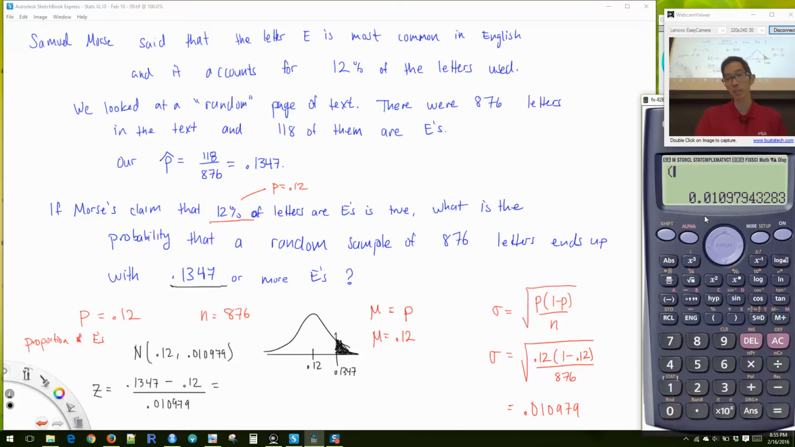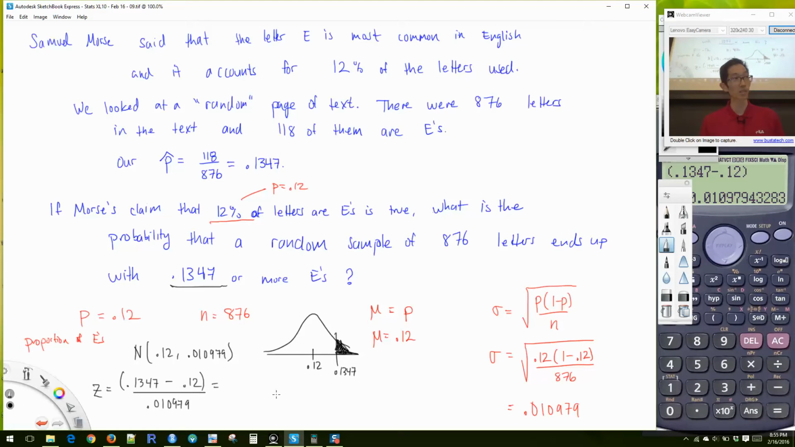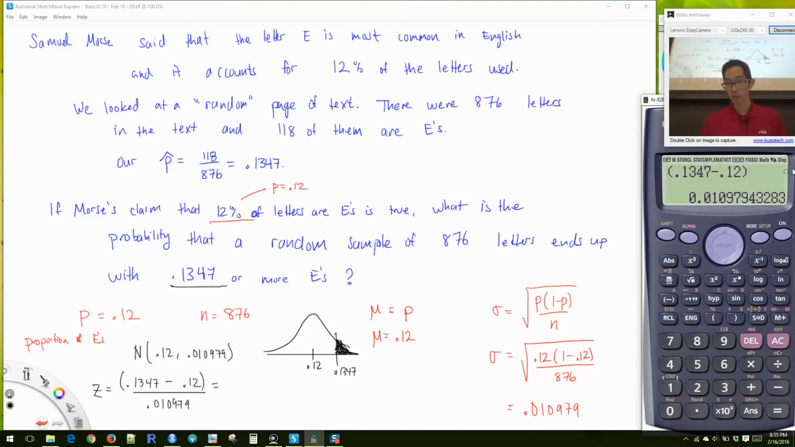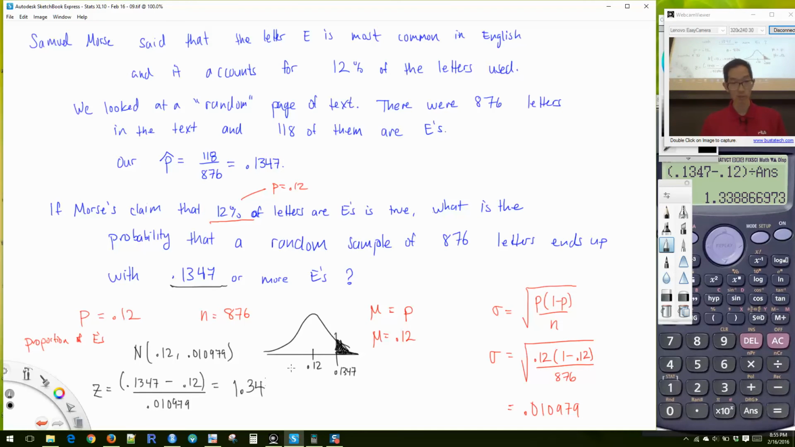I type in parentheses 0.1347 minus 0.12 close parentheses. Essentially I'm just putting in the numerator in parentheses so that the calculator does this first. And then I hit divide, and rather than having to type in 0.010979, I can see all of those numbers are already there. I'm going to just hit the answer key and hit equals. And I get a z-score of 1.3388, so 1.34. A z-score is 1.34.